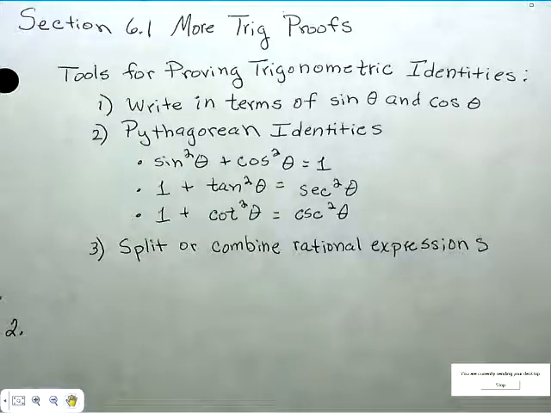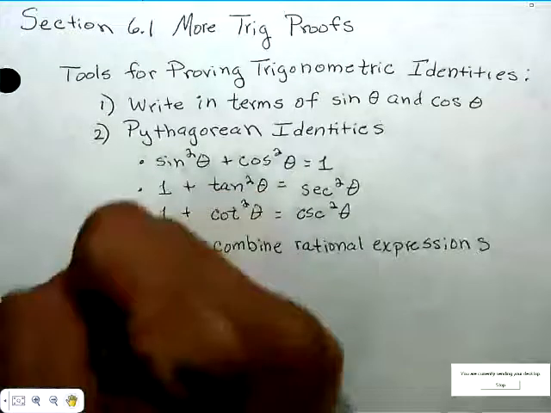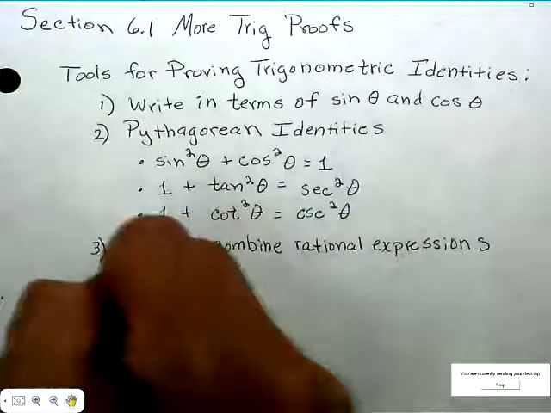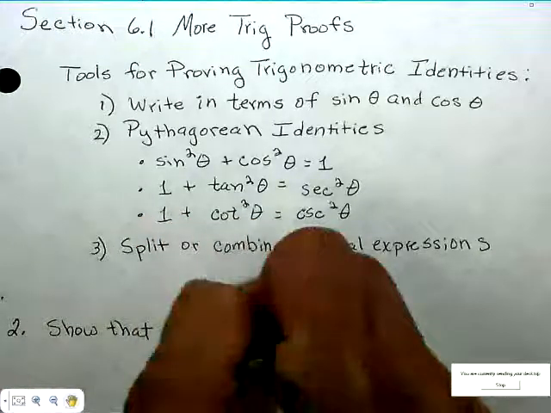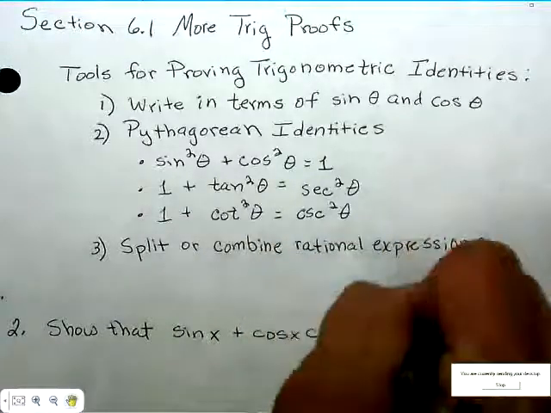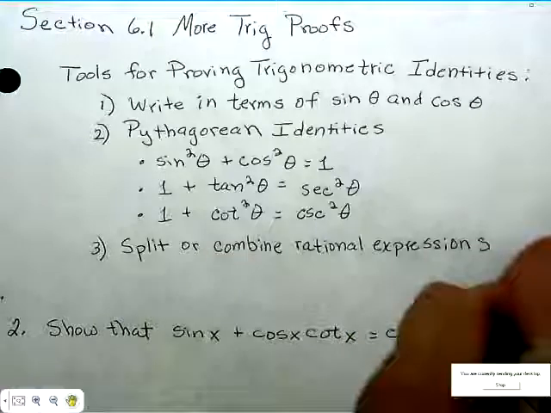When you see fractions, you almost always either get a common denominator and add them, or you have a binomial over a monomial. You can separate it into different fractions and see what happens. We can go ahead and start at the beginning of 6.1. We will pick up a couple more tools along the way, but I think what we have now is enough to do number 2. Show that sine x plus cosine x cotangent x equals cosecant x.